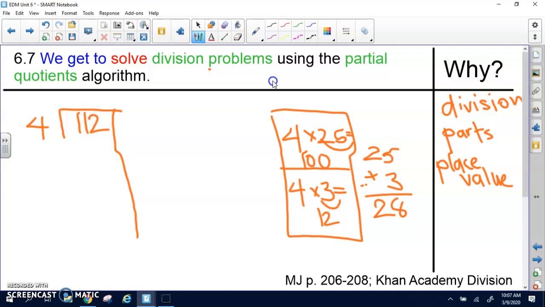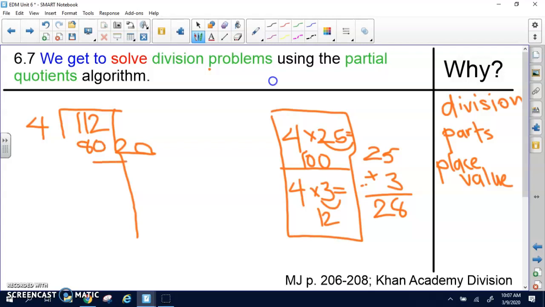Okay, so here's how I look at it. I'm looking at a benchmark number. What number times 4 could we multiply by 10? 4 times 10, and we come up with 40, right? I want a higher number. How about 4 times 20? Can we do 4 times 20? What would 4 times 20 come up with? Yes. 80.